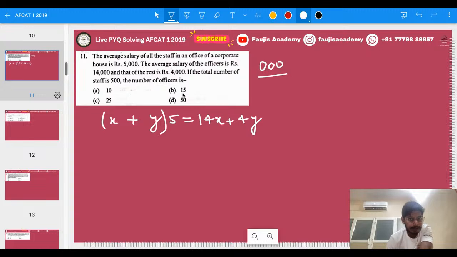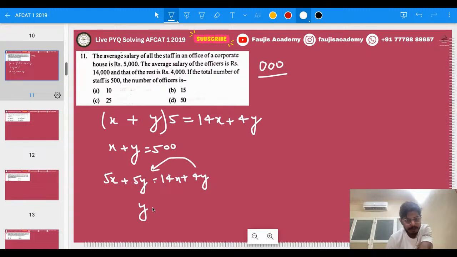Right? And they have also given X plus Y. That means the total number of employees is this much, isn't it? Isn't it, guys? Yes, Diksha, that's absolutely right. Okay, so that means 5x plus 5y is equal to 14x plus 4y, isn't it? That means if we bring y this side, we will have y is equal to how much?